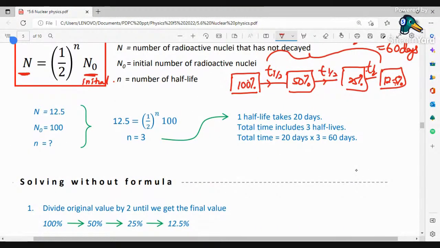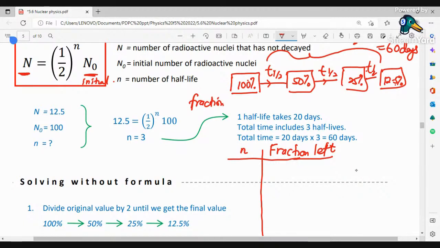Let's say we have number of half-lives n, fraction left. Selepas dia decay, berapa fraction yang tinggal? Contohnya, kalau awal ni ialah 100%, after one half-life it becomes 50%. So, apa fraction dia?